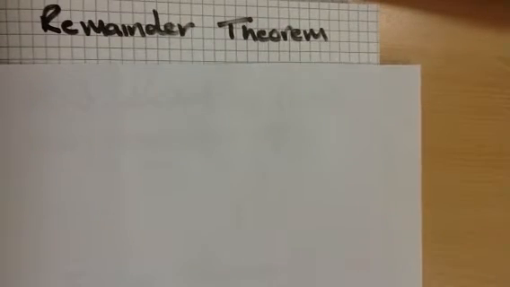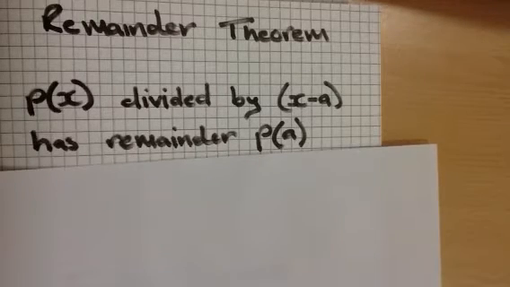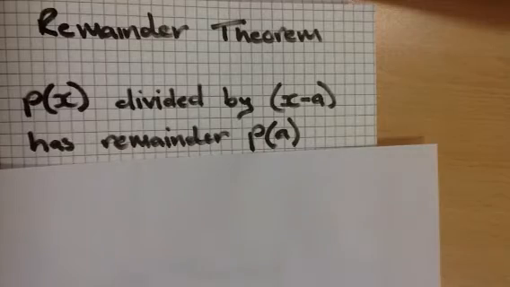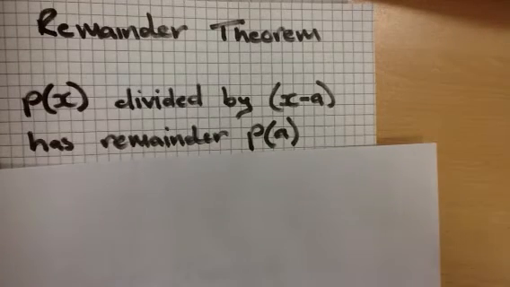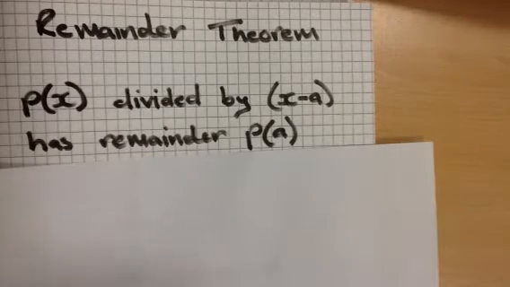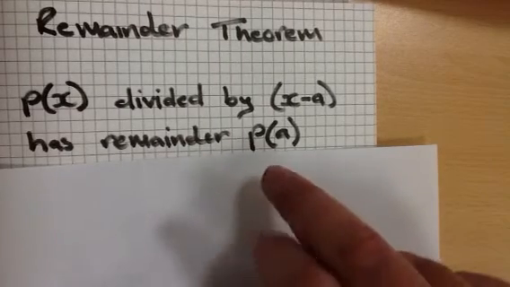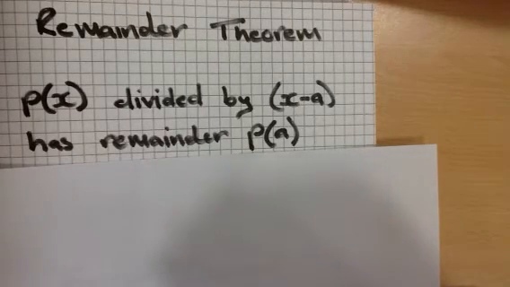So the work we've done can help identify two results. Now you don't need to know how to create these results, you just need to remember these for Core 1. So the first one is the remainder theorem, and it says if we have a polynomial p of x, so this could be any quadratic, any polynomial. We've only looked at cubic functions today, but it could be anything. If it's divided by x minus a, then we will be left with a remainder of p of a.